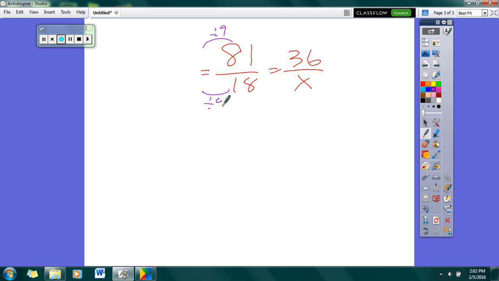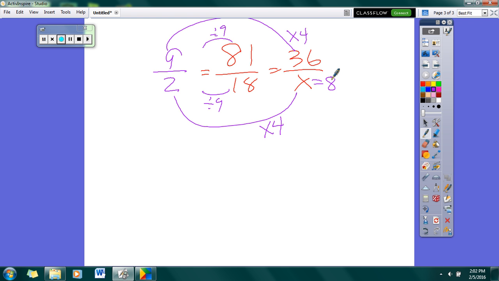Kind of a coincidence that we just reduced it by 9. But anyways, this is going to be 9 over 2. So how do I get from 9 to 36? I'm multiplying by 4. Same thing here. I'm going to multiply by 4, and x is equal to 8.